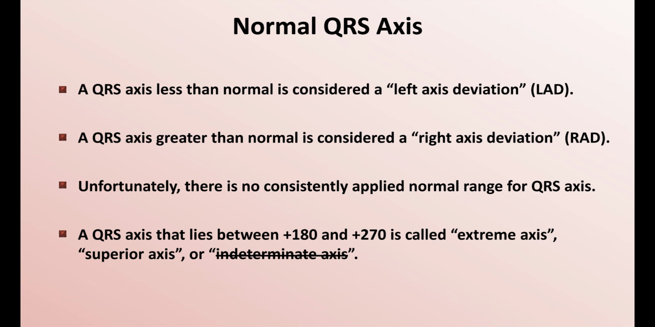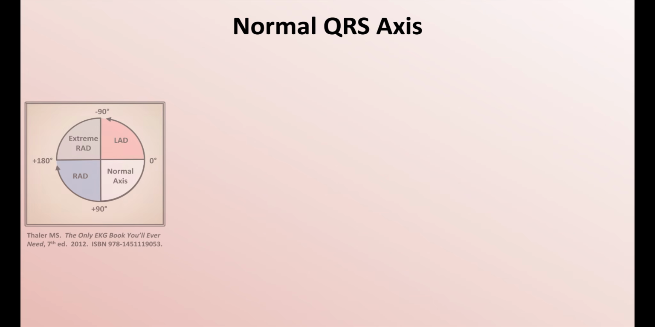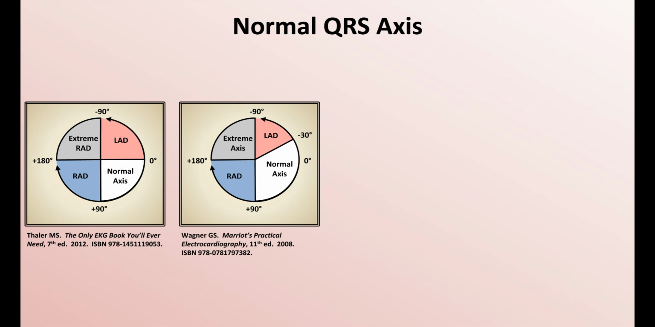To give you an idea of the variety of opinions as to the range of normal QRS axis, as well as opinions regarding terminology, here's a summary of what is described by leading EKG textbooks. Here's the very popular The Only EKG Book You'll Ever Need, which divides the 360 degrees of the frontal plane into 4 quadrants, with a normal range of 0 to positive 90. The range of positive 180 to 270, the latter of which is also equal to negative 90, is termed extreme right axis deviation. Here is one of my favorite EKG texts, Marriott's Practical Electrocardiography. The range of normal axis is slightly expanded, and extreme right axis deviation is instead referred to as just extreme axis.